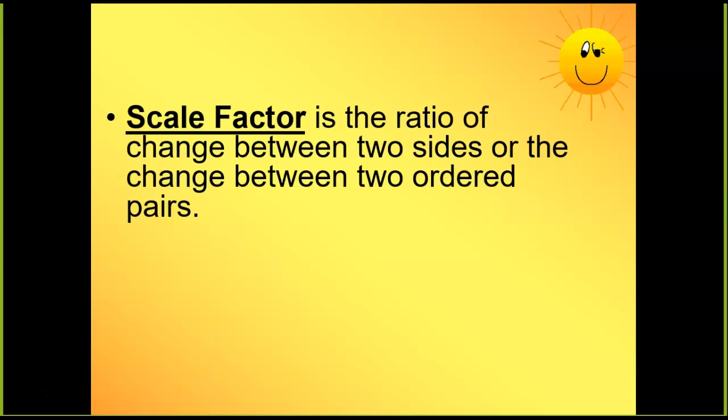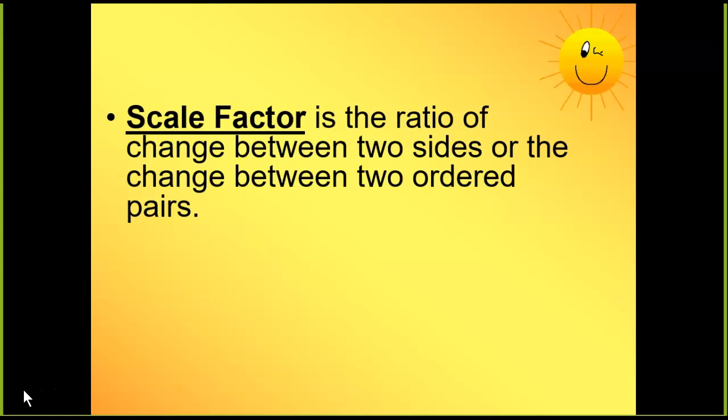So skip a line, write this sentence. The scale factor is a ratio of change between the two sides or the change between two ordered pairs. If you remember from yesterday, remember when we had those ordered pairs and we multiplied them by that scale factor? So that's what we mean by we change those ordered pairs. Today you're going to see how we can change the sides, okay?